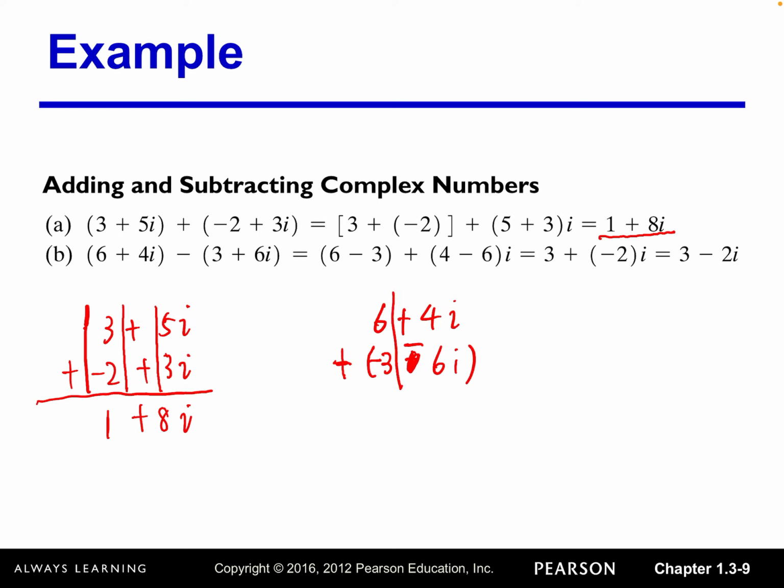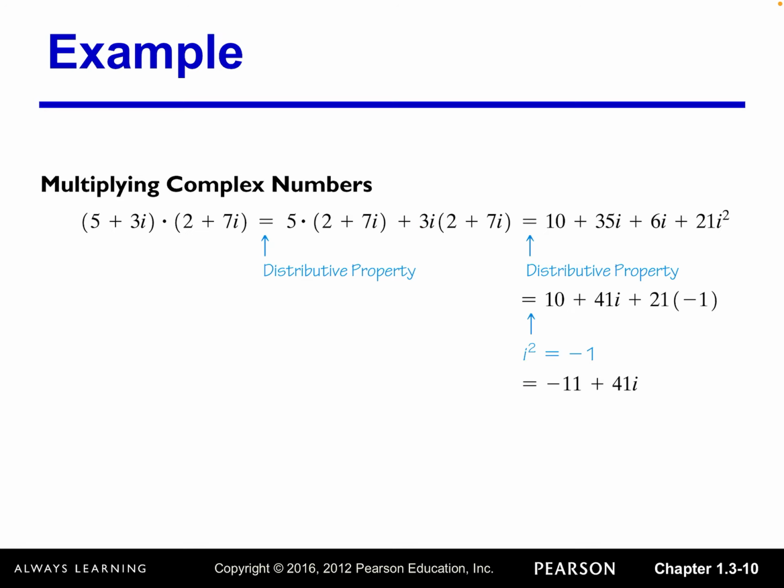And then combine, right? This is the real part, this is the imaginary part, all right? So 6 plus negative 3, that's 3. And then 4 minus 6, that's negative 2i. Don't forget the I. So the answer is 3 minus 2i. I hope the vertical adding, subtracting form little help you. If you don't feel this way helps, and then you can just do the horizontal way. All right.